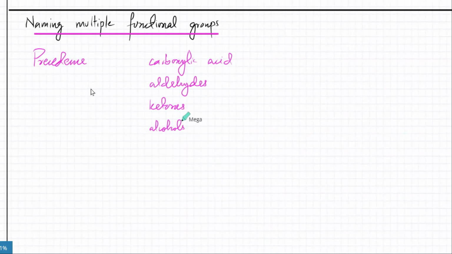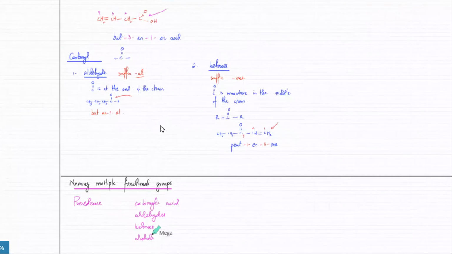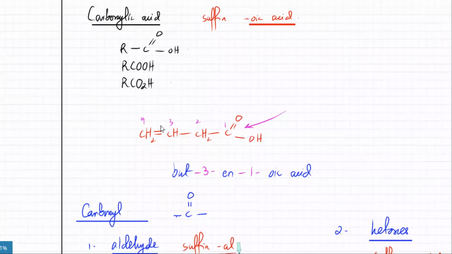So now we're going to start. What we did last time was that we talked about naming organic compounds, and this is what we had learned. I told you that for carboxylic acid, the suffix is oic acid. There's a but if it has 4 carbon atoms.